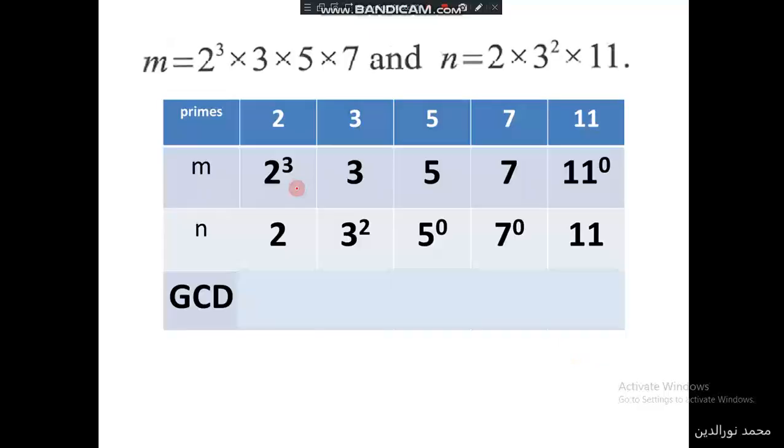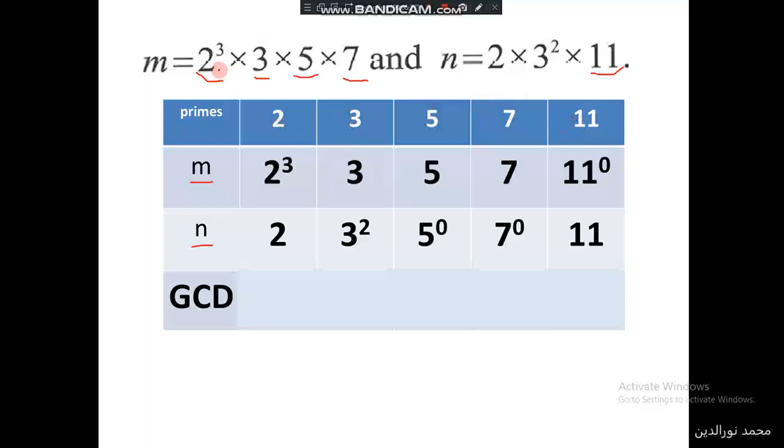Second practice. We have the numbers m and n. As we said, we first draw the table with the two numbers m and n, and let's check for the primes. We have 2, 3, 5, 7, and 11. These are the different primes: 2, 3, 5, 7, and 11.